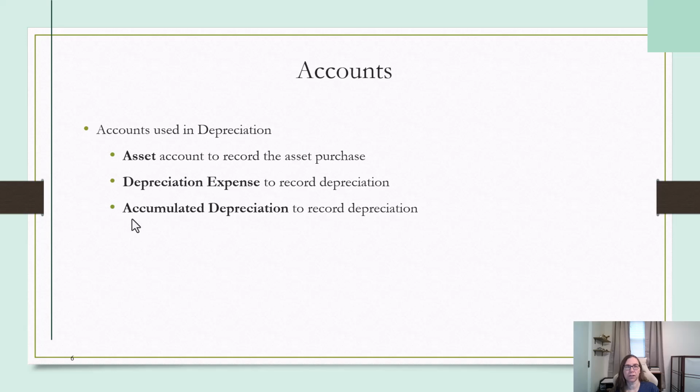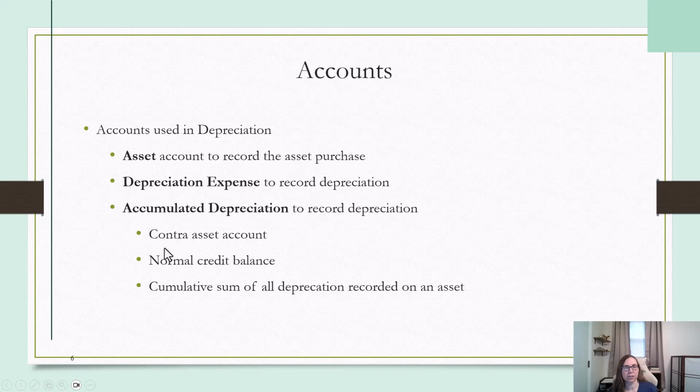Some of the accounts that are used in depreciation would be, first of all, the asset account where you record the asset purchase at cost. And then you would have the depreciation expense account to record the yearly or monthly depreciation expense. And then the accumulated depreciation would also be something that you would record. Accumulated depreciation is considered a contra asset account. In other words, it's the opposite of the asset. The asset has a debit balance. The contra asset has a credit balance. It's a normal credit balance.